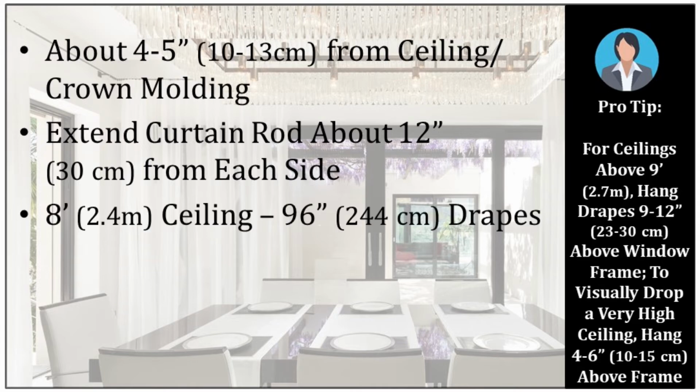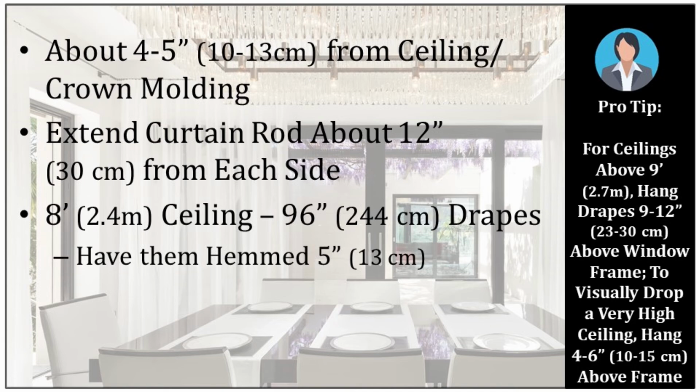This means for the standard 8-foot ceiling, you want to purchase curtains or drapes that are 96 inches. Now, I know you're thinking that is 8 feet, which is the same height. But here's a designer trick for you. Take them to a seamstress and have them hemmed about 5 inches up from the bottom. So now you have curtains or drapes that are 91 inches in length and they'll look custom. You can do this with any drape from any price point.